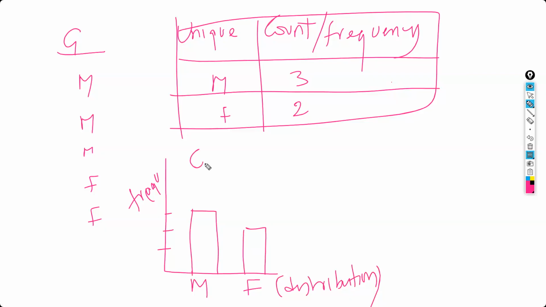And this plot is called as count plot. It is going to represent the count of each category. Count of each category. It is called as frequency distribution.